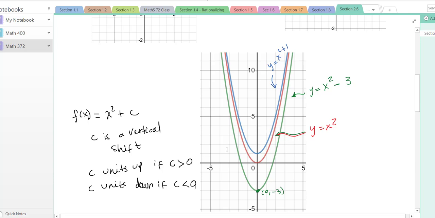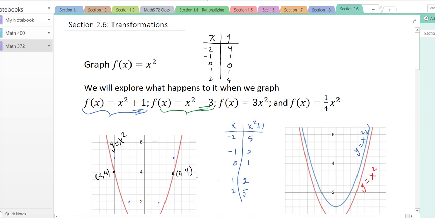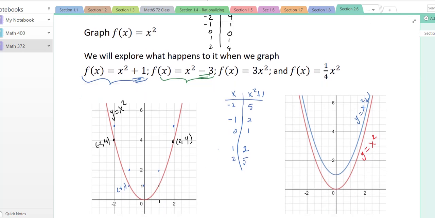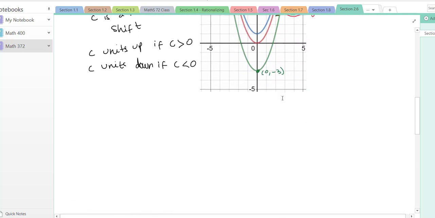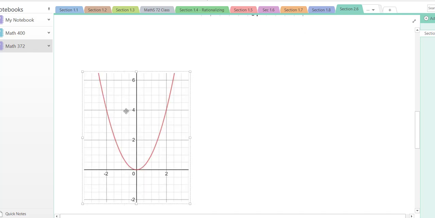So now what happens when we multiply by, say, 3x squared and 1/4 x squared? What happens to our parent graph? We'll do the same thing. I'm going to copy our parent graph down over here. This is our y equals x squared. And we want to graph y equals 3x squared. So what will the 3 do?